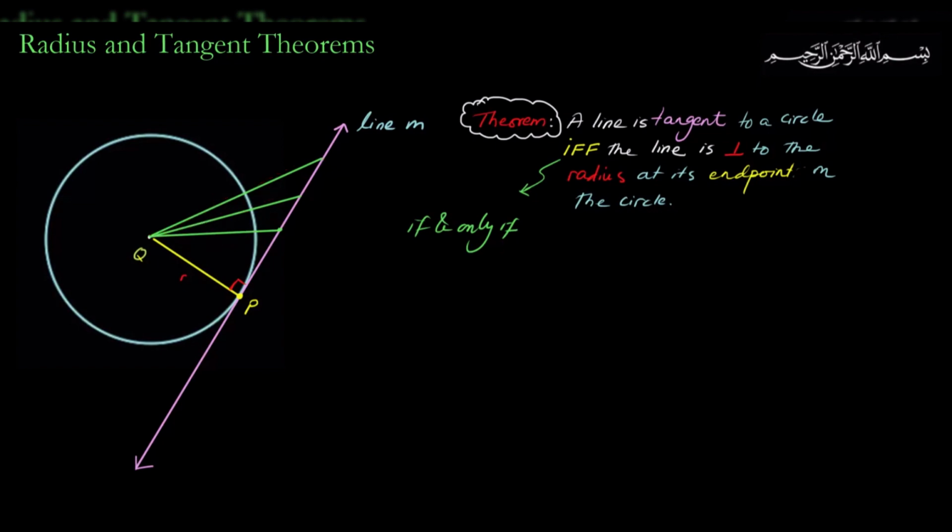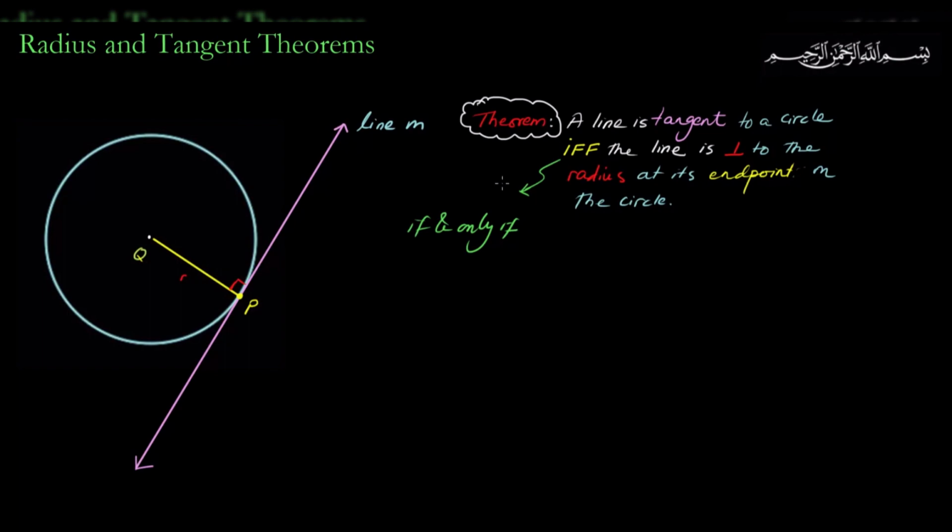So you can see that the radius ending at the point of tangency is the shortest distance between the center and this line, and therefore that's a perpendicular, that's a right angle. So this is intuitive, and you can provide a proof for this also, but today I just wanted to make sure that we understand this theorem.